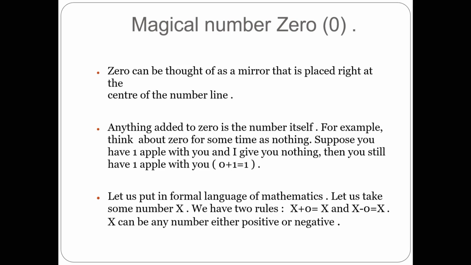Let us put it in the formal language of mathematics. Let us take some number x. We have two rules: x plus 0 is equal to x, and x minus 0 is also x. So x can be any number, either positive or negative. In both positive and negative cases, x can be used.